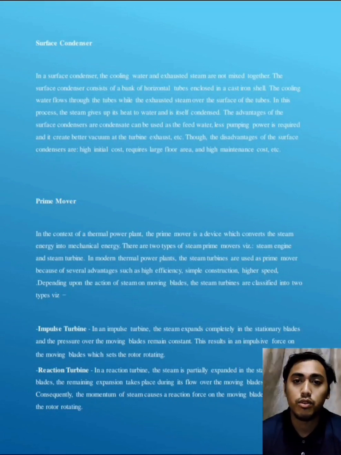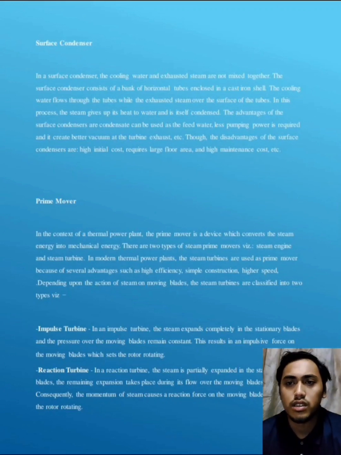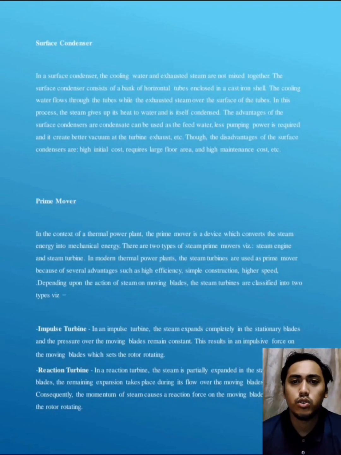This is the prime mover. In the context of a thermal power plant, the prime mover is a device which converts the steam energy into mechanical energy. There are two types of steam prime movers, that is the steam engine and the steam turbine. In modern thermal power plants, the steam turbine is used as a prime mover because of several advantages such as high efficiency, simple construction, and higher speed, depending upon the action of steam on the moving blade.